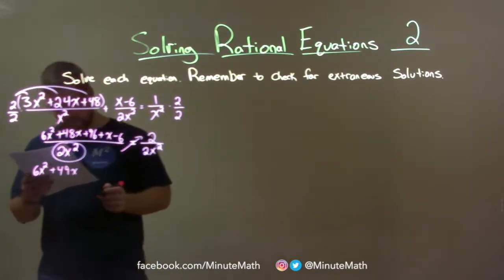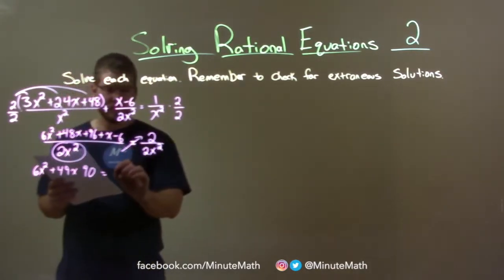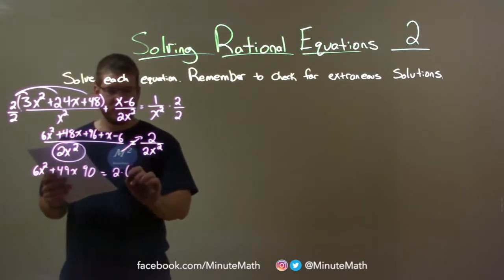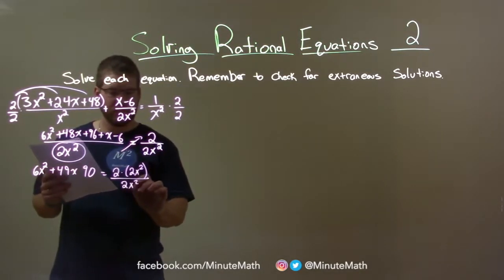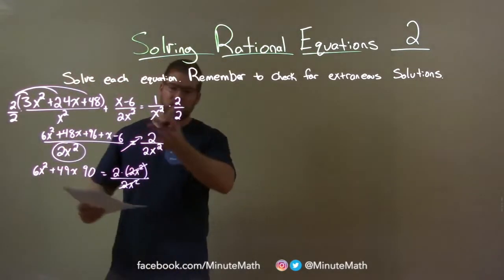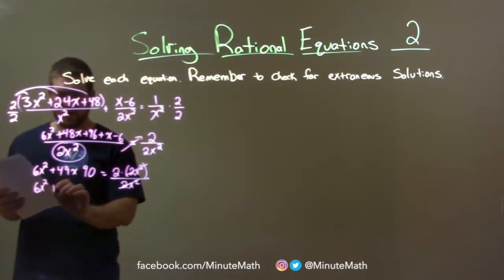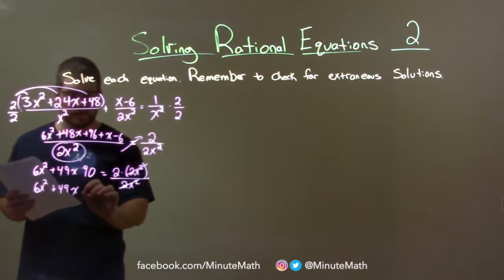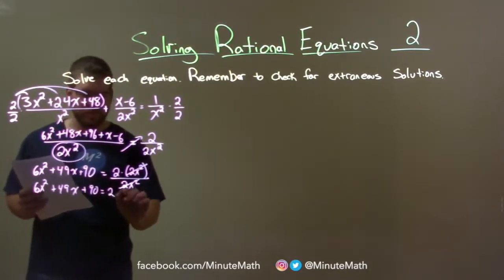X, and then 96 minus 6 is 90. So you have 90 here. And that's equal to, just to show you, 2 times 2x squared over 2x squared. Now these will cancel, and I planned that ahead of time. So now we have 6x squared plus 49x plus 9, plus 90 equals 2.